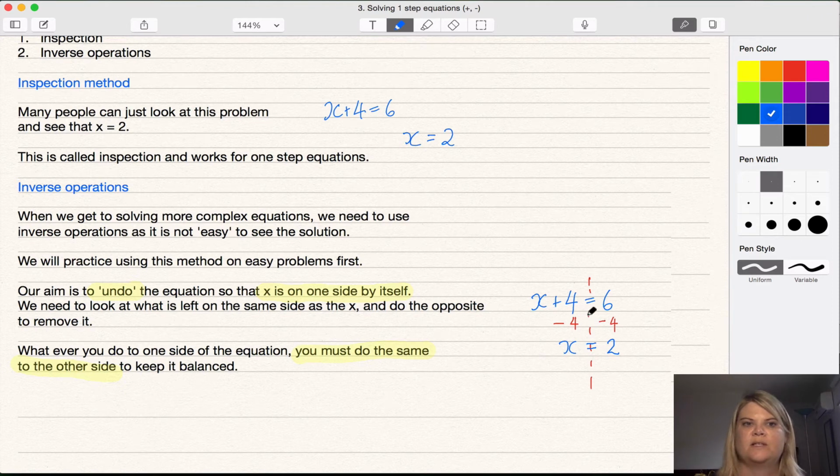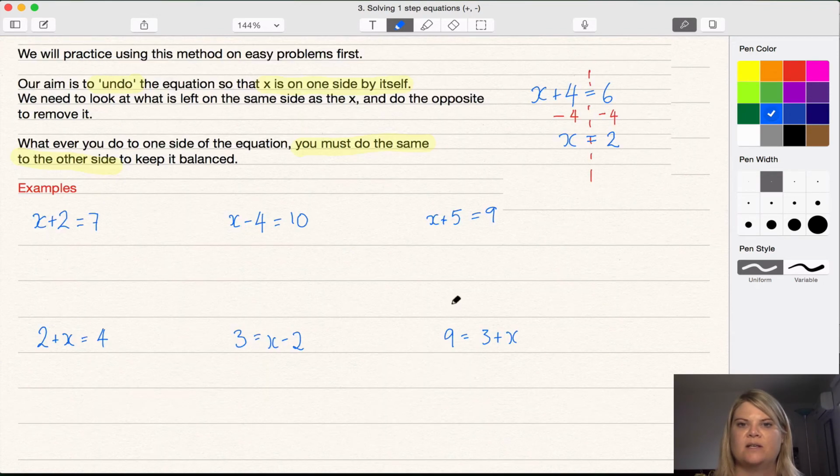I've put 6 further examples here. I'd like you to pause the video now and have a go at doing these yourself, practicing the inverse operations method. Pause the video now.